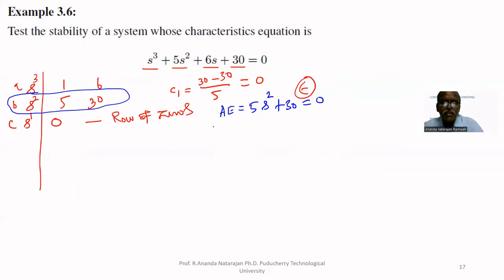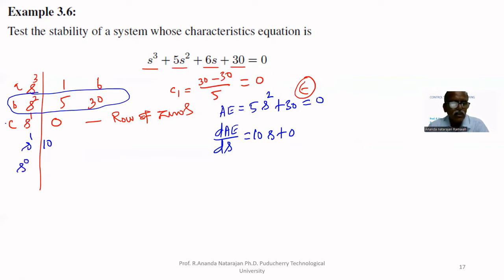So we have to differentiate this, dA by ds. We find that 10s plus 0, that is 10s. Therefore, S power 1 equal to 10. That's all. S power 0 is what? S power 1 is 10. Therefore, 10 multiplied by 30 minus 5 multiplied by 0, divided by 10, so you will get 30 here again.